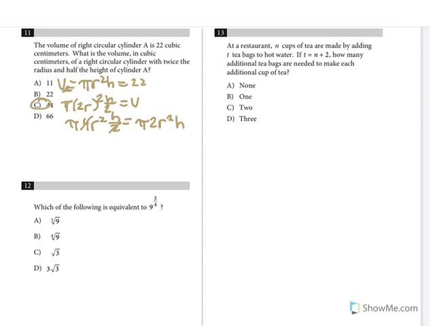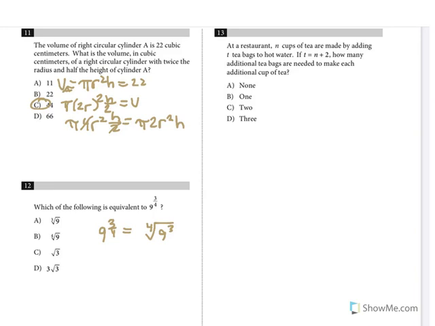Which of the following is equivalent to 9 raised to the 3/4 power? All right, so now we're getting into rational exponents, and hopefully you've learned how to deal with this. 9 to the 3/4. The denominator in the rational exponent is the index on our radical, and the numerator is the exponent on our base. So that's the 4th root of 9 cubed, but that doesn't really help us.